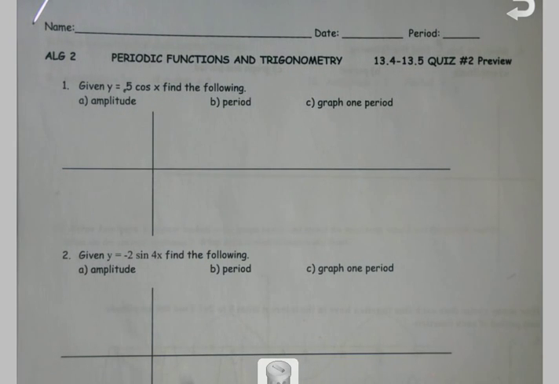So this first one, I look, and I've got a cosine function we're going to be graphing. So I need to get the amplitude, I need to get the period, then I'm going to graph a period of this. So my first question would be, what's my amplitude on number 1?